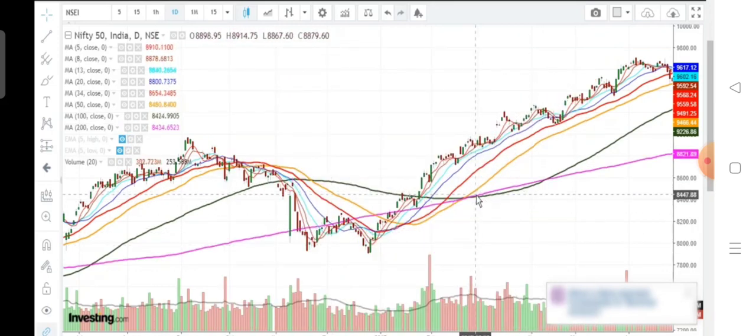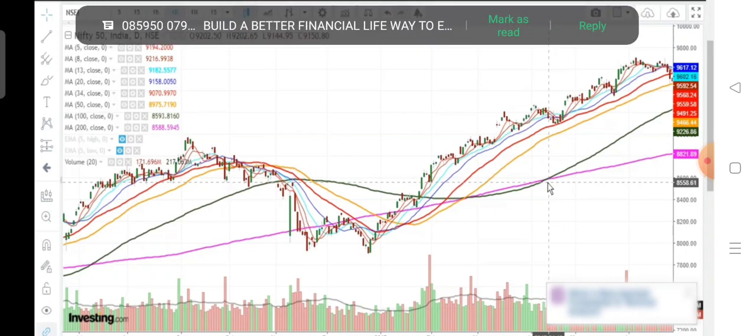The 100-200 crossover happened somewhere even later. So basically, when we are looking at shorter period moving average crossovers, they give early buying signals and they can reverse also. But when we are looking at a longer period moving average crossover, like 50 crossing 100 or 50 crossing 200, in a trending market, they will happen once in a while.